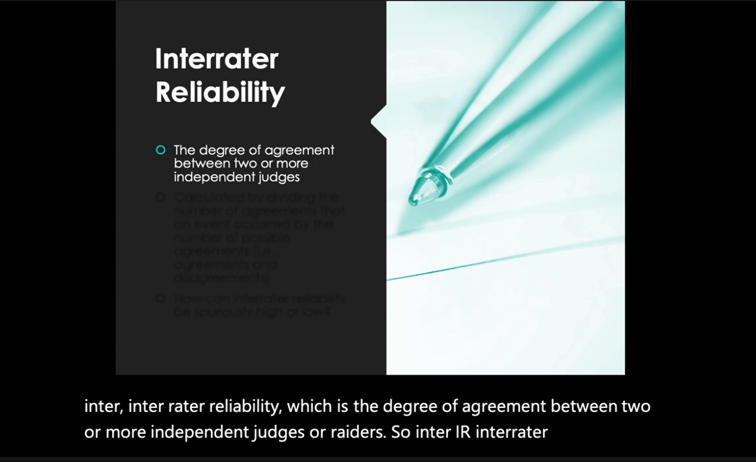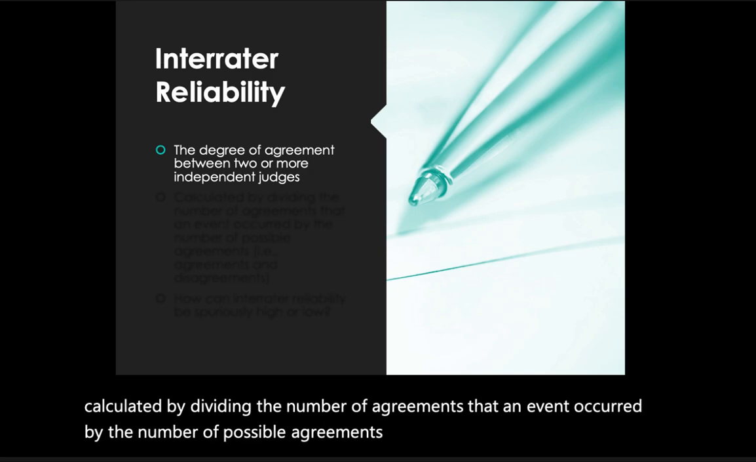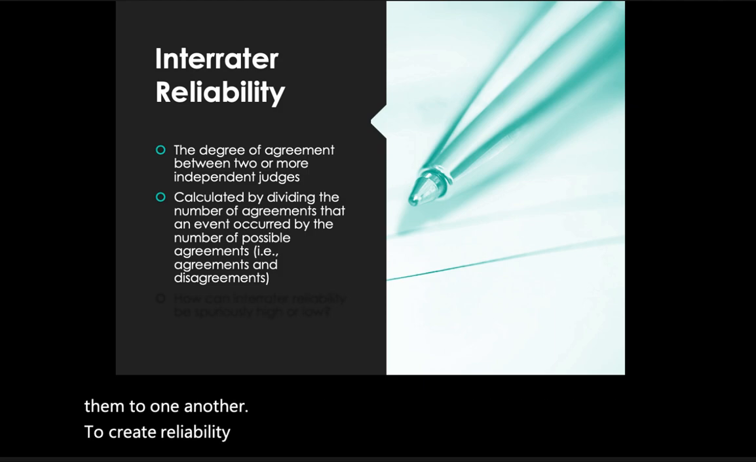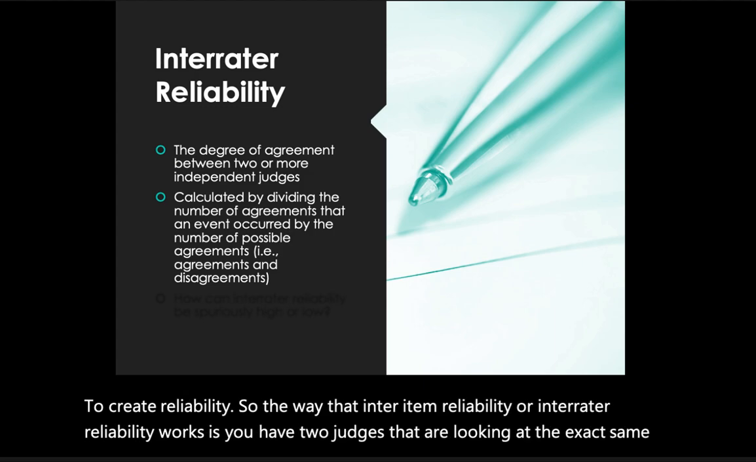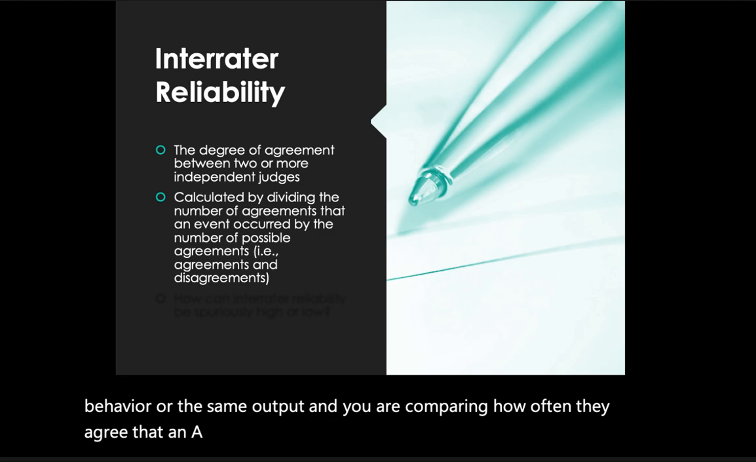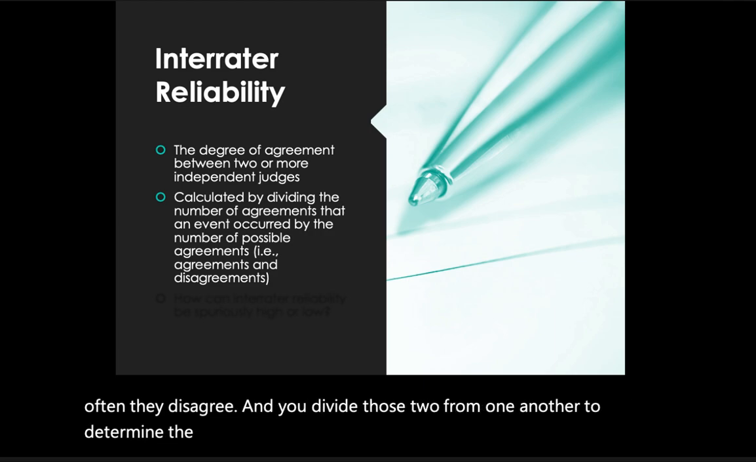Inter-rater agreement is calculated by dividing the number of agreements that an event occurred by the number of possible agreements. So you're looking at the number of agreements and the number of disagreements, and you are relating them to one another to create reliability. So the way that inter-rater reliability works is you have two judges that are looking at the exact same behavior or the same output, and you are comparing how often they agree that a behavior occurred or that something occurred and how often they disagree. And you divide those two from one another to determine the reliability between them.